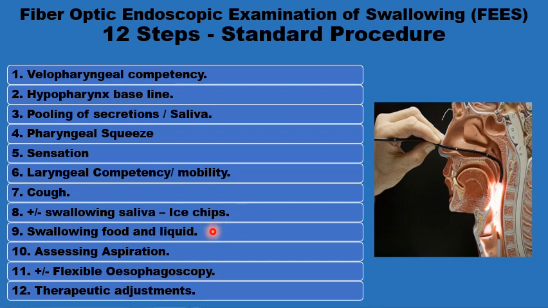If this can be tolerated, you go up the ladder to the colored food and drink, and then assessment of any aspiration or pooled retained secretions in the pharynx, followed by the examination of the upper esophageal sphincter area. And by the end, if you have identified the cause of the problem, you can start trying different therapeutic adjustments in terms of bolus volume, texture, consistency, rate of introduction, head positions, or efforts from the patient to swallow better.